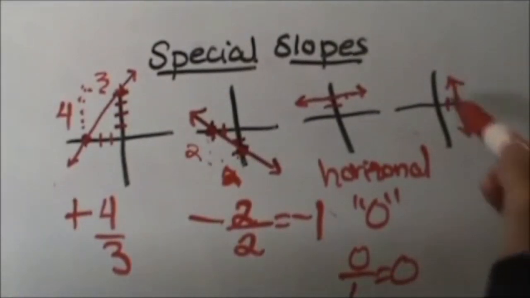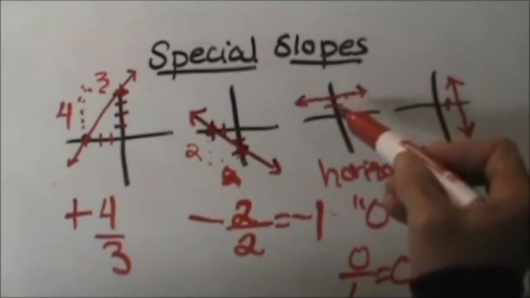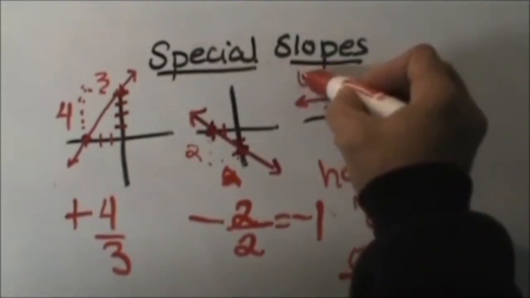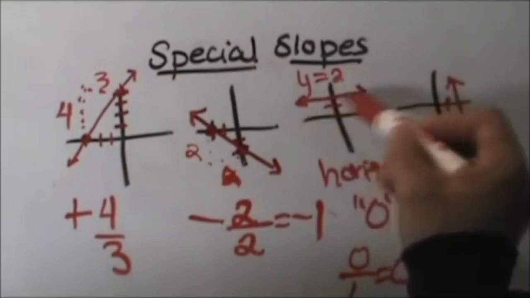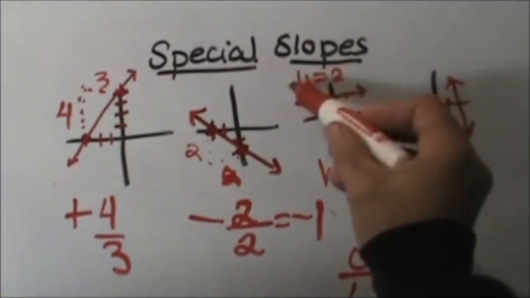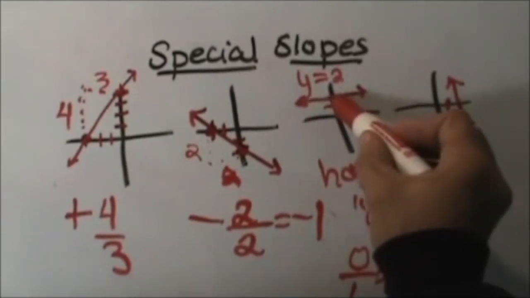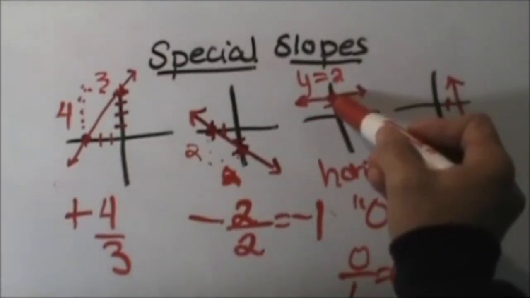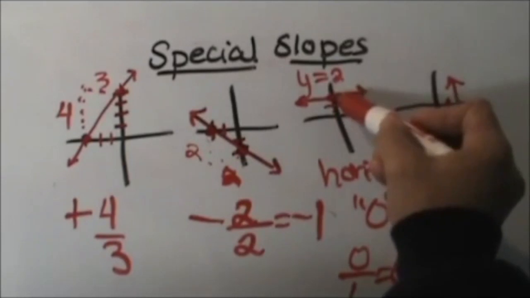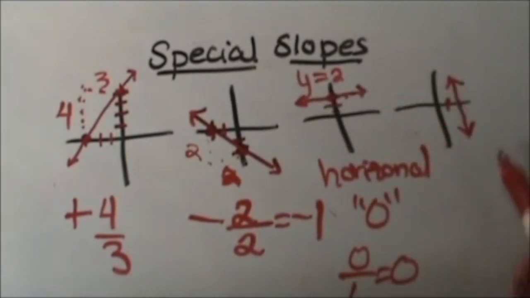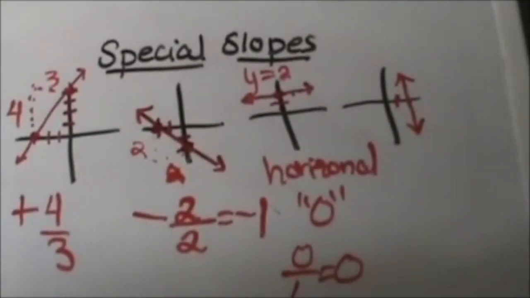Now let's look at this last one. Oh, and the equation for that line would be y equals positive 2. Whenever you have a horizontal line, it's always y equals whatever constant the line crosses the y-axis. So since this crosses at 2, it's going to be y equals 2. Okay, and the last case is this vertical line.